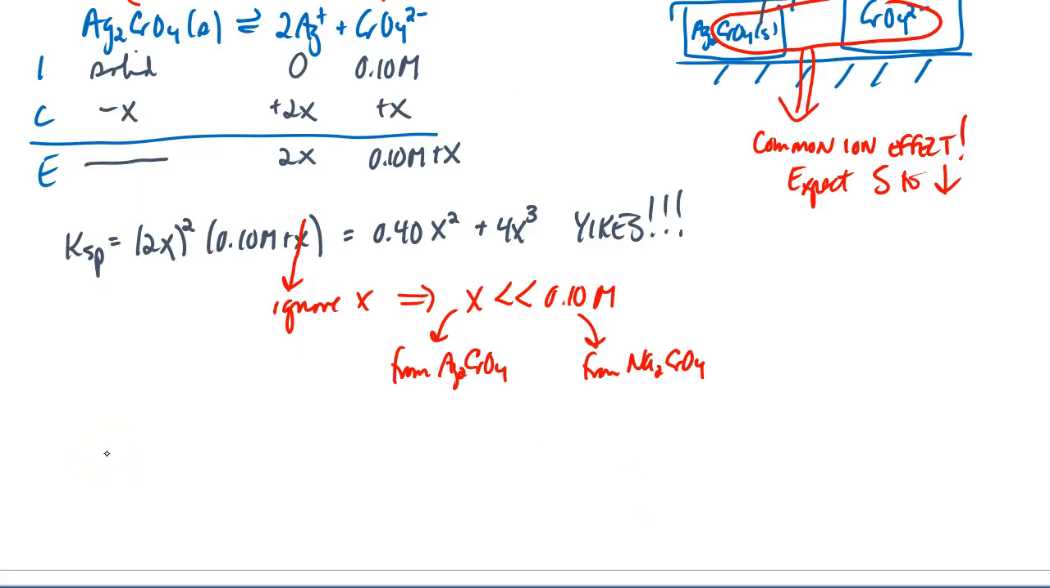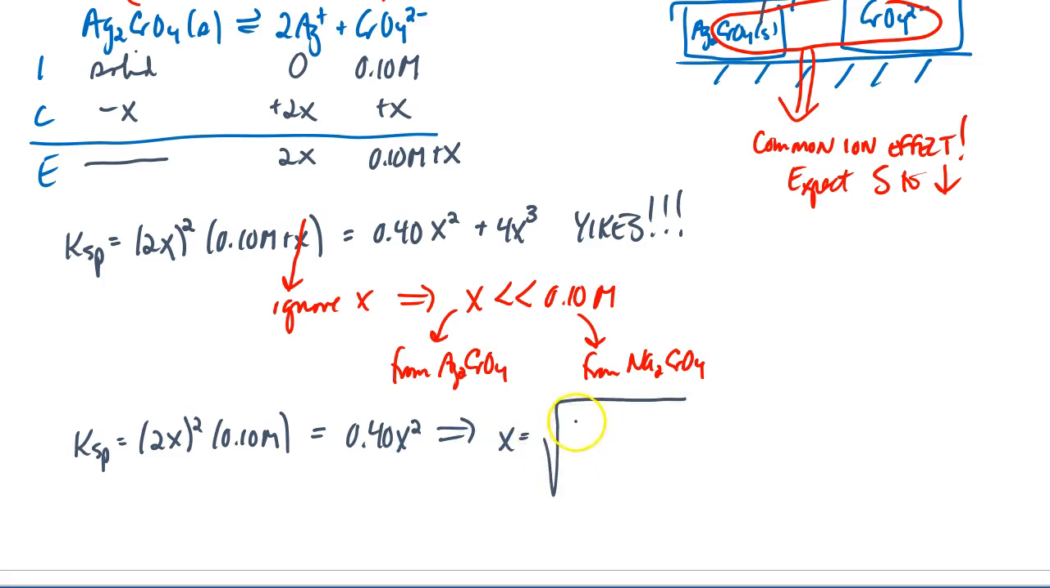Now, when we write our Ksp, Ksp is equal to the concentration of silver squared times 0.1 molar. And that'll be 4x squared times 0.1, so 0.40x squared. Solving for x, I think that'll be the square root of the solubility product, which was 1.2 times 10 to the -12th. And we have to divide by 0.4. And when I did the arithmetic, I got 1.7 times 10 to the negative 6 molar.